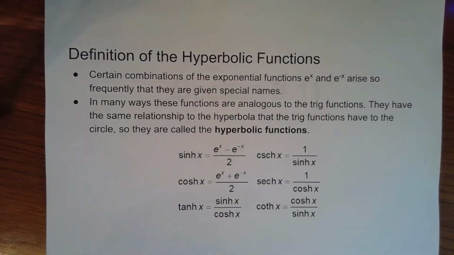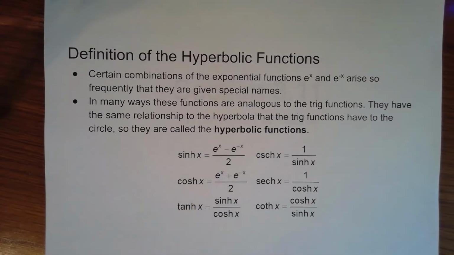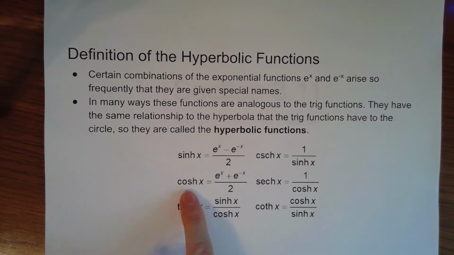Now they could have picked any name, but it turns out that these functions are analogous to the trig functions that we know and love. And they have the same relationship to the hyperbola that the trig functions have to the circle, like the unit circle. So they are called hyperbolic functions, and they use the same sine, cosine, tangent notation, but the h at the end signifies that these are the hyperbolic functions. So this is the hyperbolic sine, the hyperbolic cosine, the hyperbolic tangent, and so on.